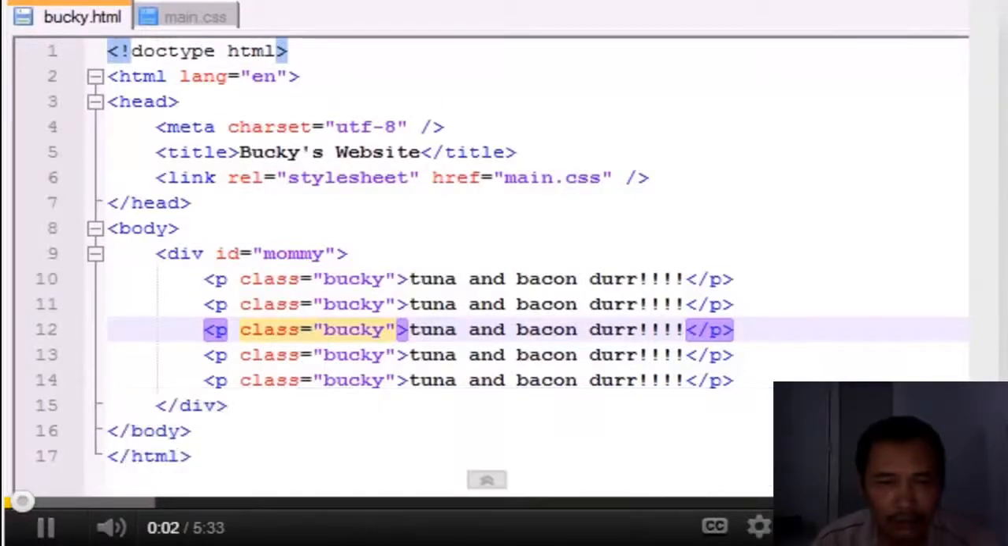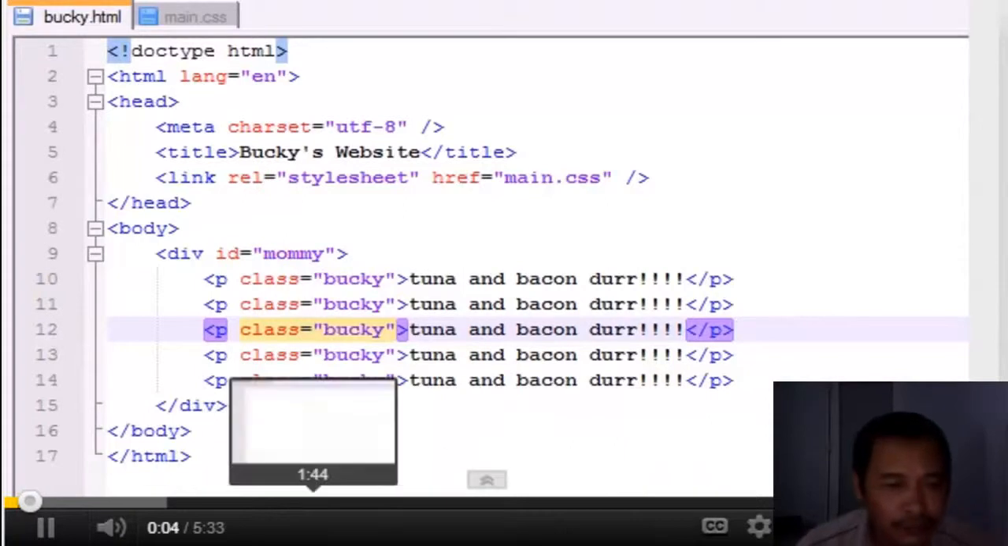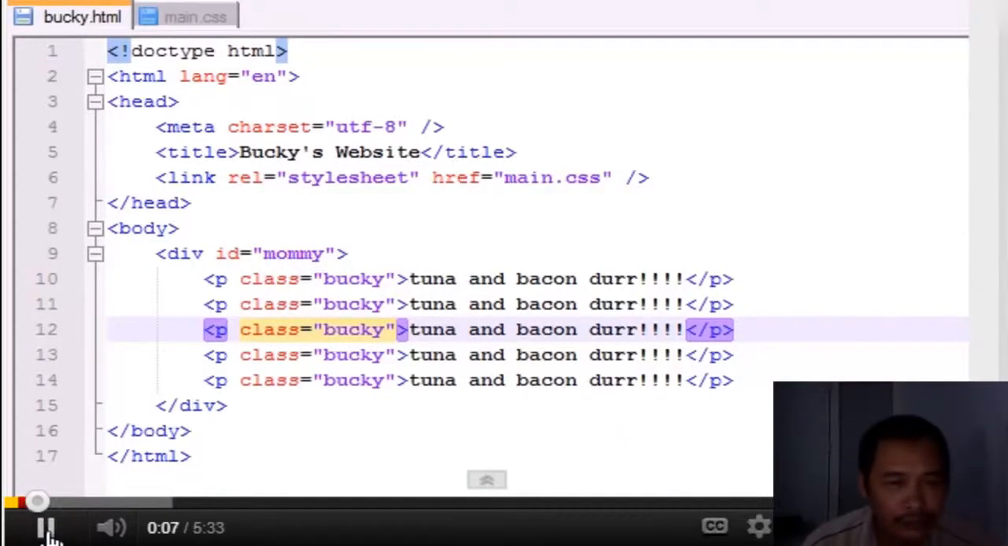Welcome, ladies and gentlemen, to your 8th HTML5 tutorial, and in this tutorial I want to talk to you guys about some new CSS3 selectors.